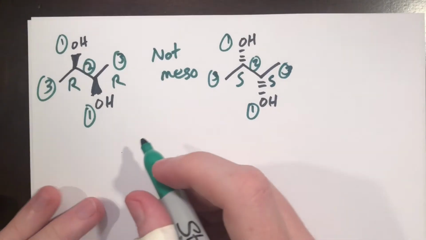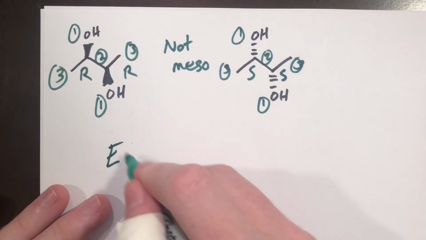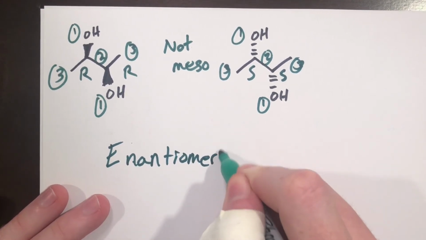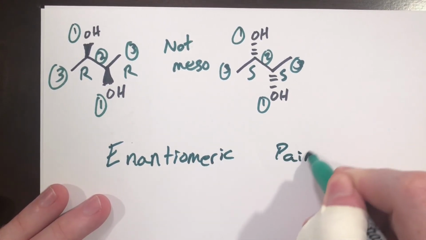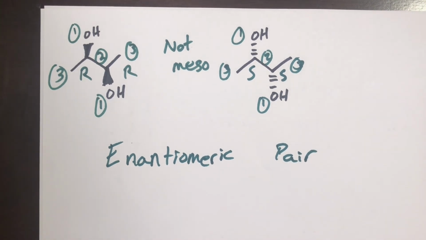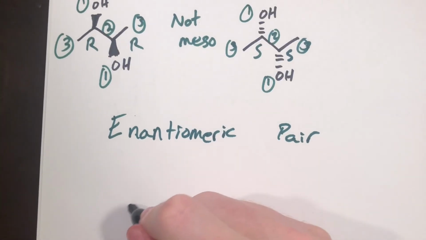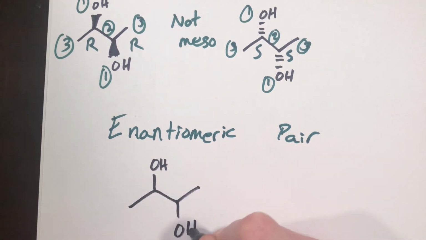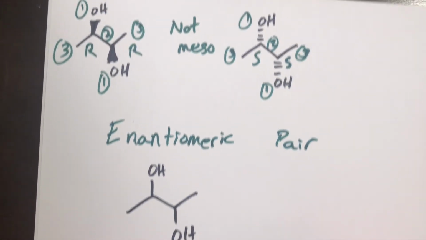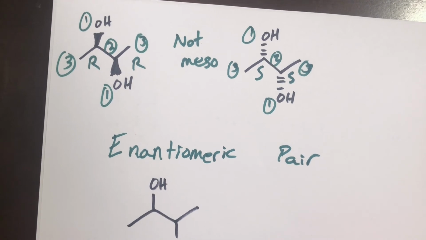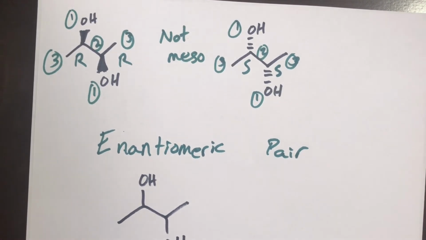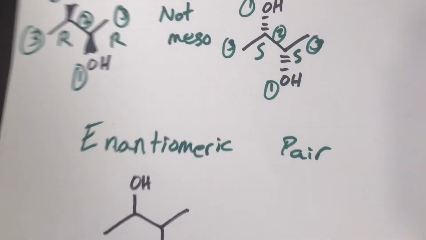So this is in fact the only enantiomeric pair for the starting molecule that we had, which, just as a reminder, was this one with no dash or wedge, no stereochemistry indicated at all. This is the only possible enantiomeric pair, the only two molecules that are enantiomers. Okay, let's do one more example.